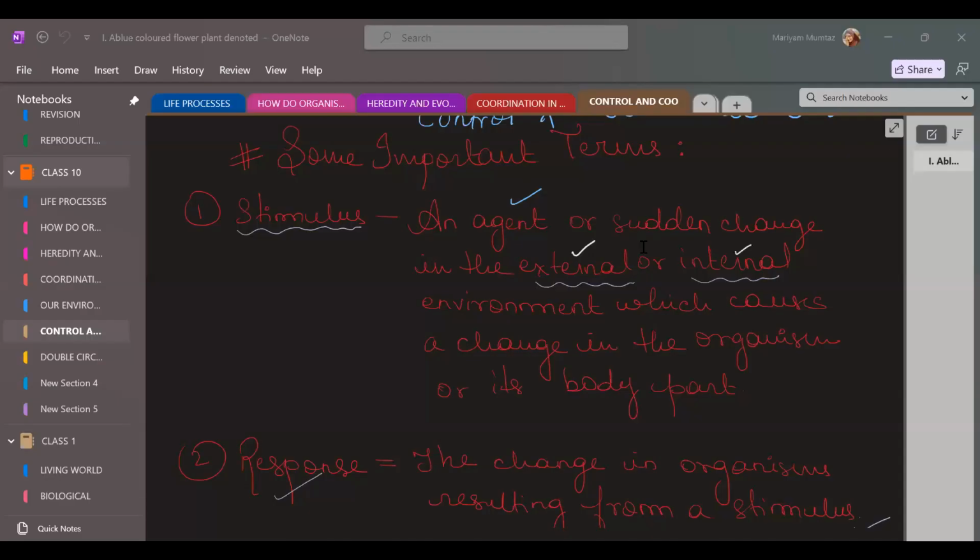So now we're going to start a new chapter today. And that new chapter is going to be control and coordination. Which chapter is currently going on in your school? Control and coordination. Oh, good. All right. Are you able to see the screen?